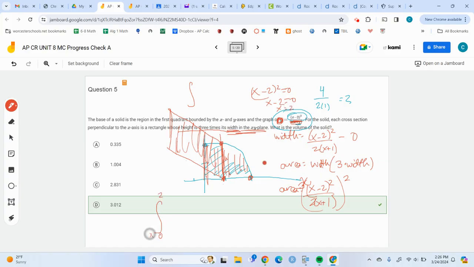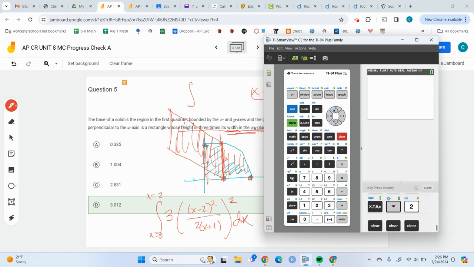This is all in terms of x, okay? So I'm going to have 3 times base times height here, squared. The 3 is not squared, dx. All right, let's type this in and see what we get. I could bring the 3 on the outside. Doesn't matter. You can keep the 3 on the inside. I'm going to go from 0 to 2. I'm definitely going to do a fraction here, to make this thing a little more manageable to type in. So I have x minus 2 squared, and then I have 2 times x plus 1.